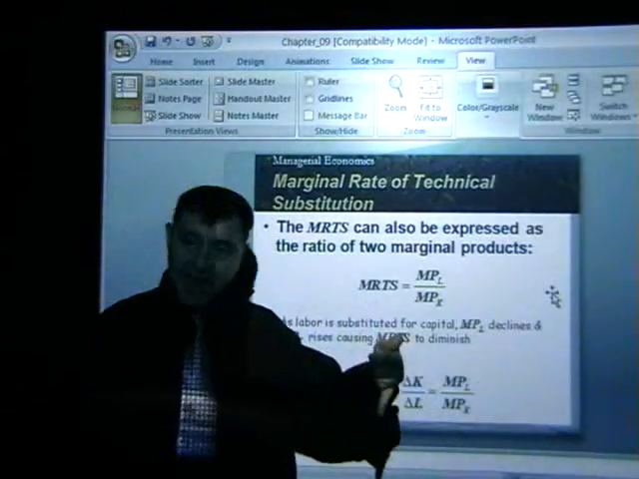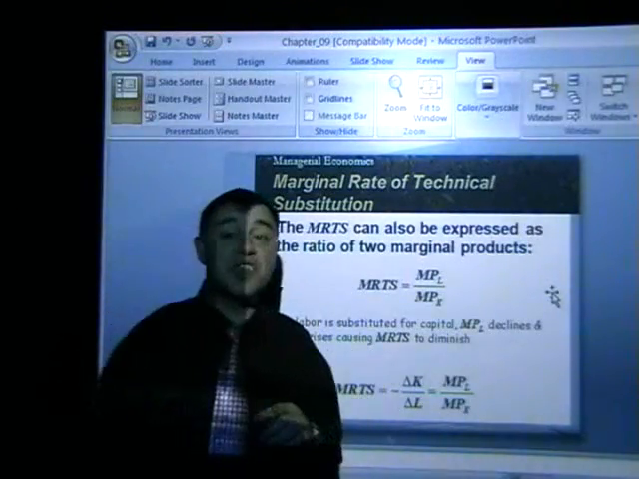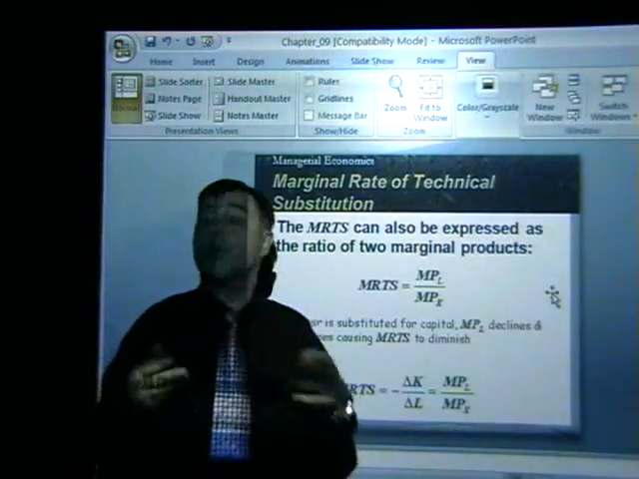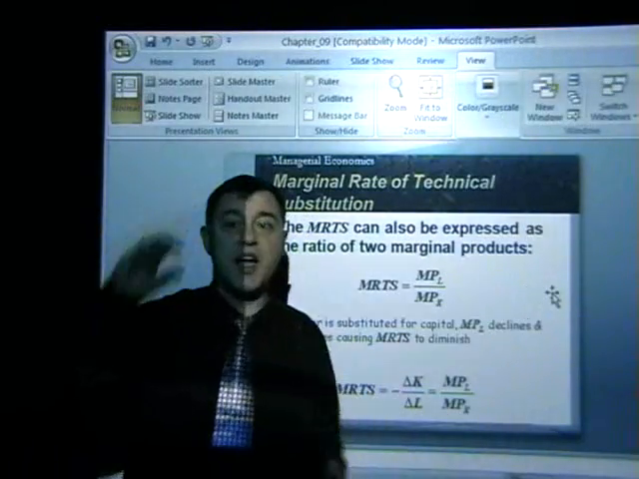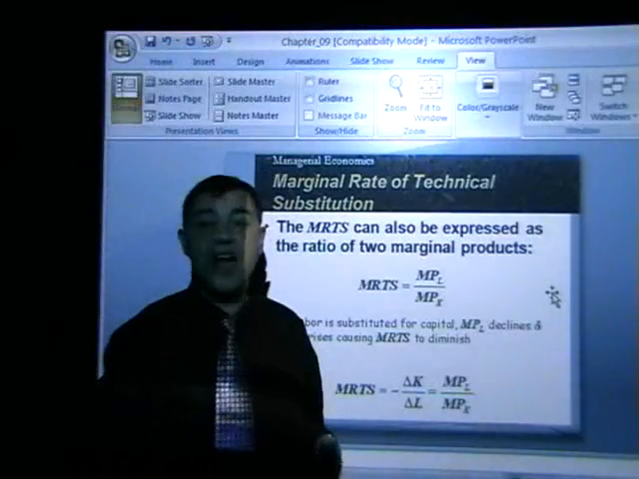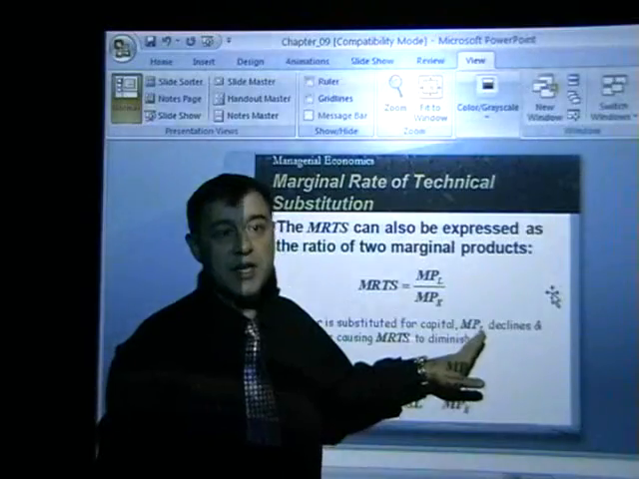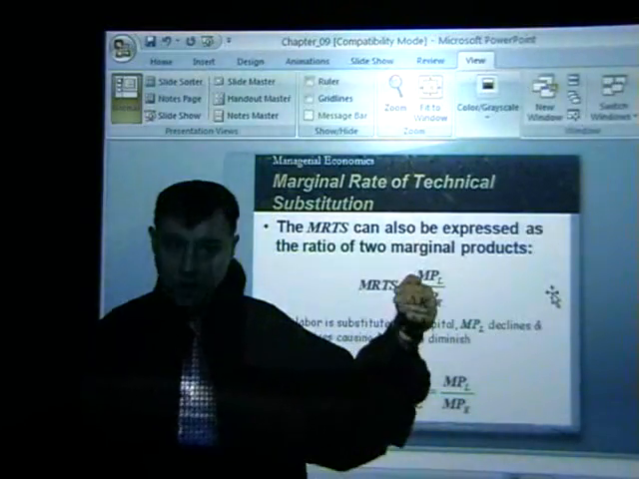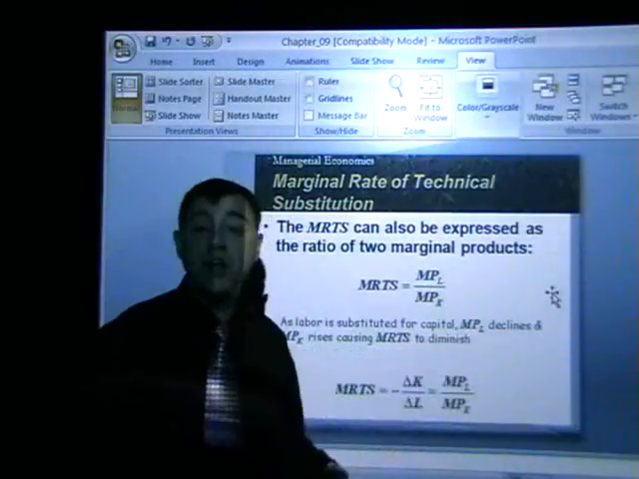So you have 5 taxis, you have 10 taxi drivers, they're making a certain output, you throw in an extra 11th taxi driver, his marginal product will not be much higher. It's going to be lower than the previous guy. You throw in a 21st, 25th or 30th taxi driver, the marginal product will be extremely low. So as you add more and more workers, necessarily the marginal product of labor declines.